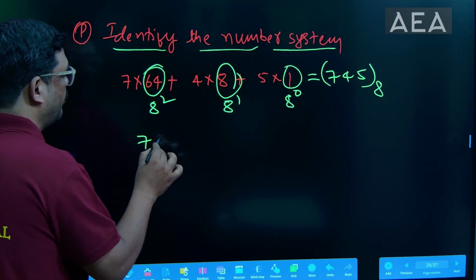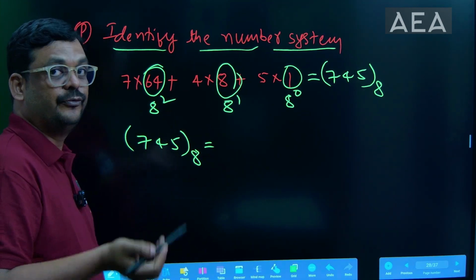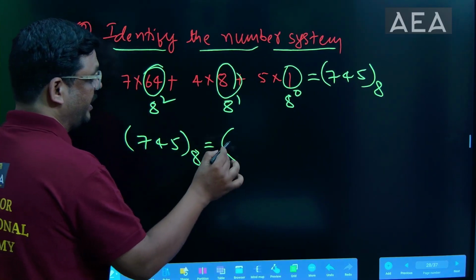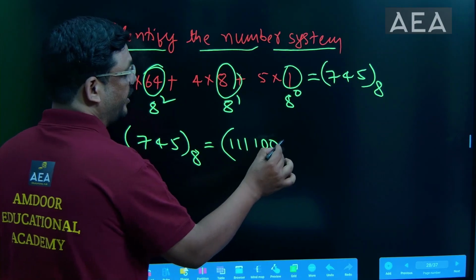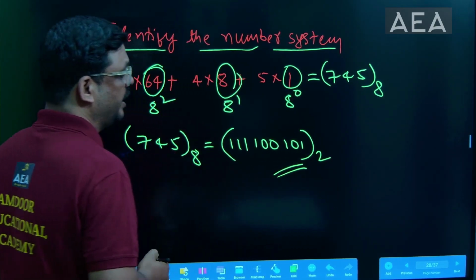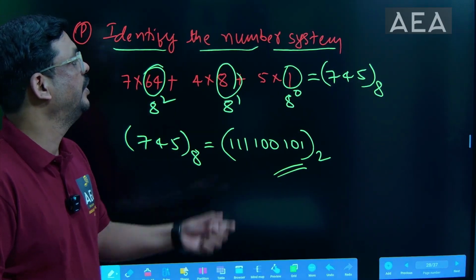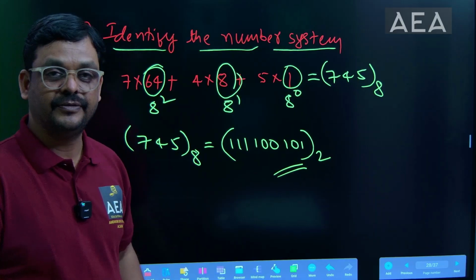So suppose I want to convert this number into binary, write each digit in 3-bit binary. So 7 equivalent number is 111, 4 equivalent number is 100, 5 equivalent number is 101. So now it becomes a binary number system. So to identify the number system, just find out the position values.